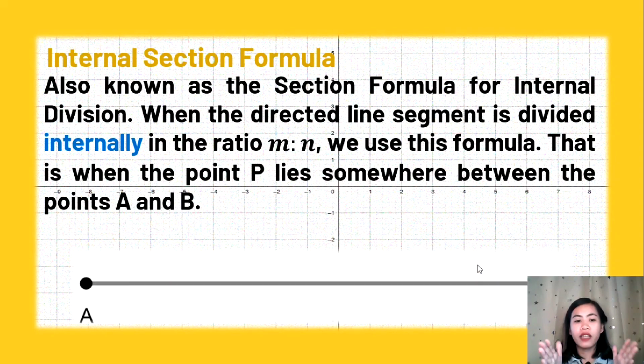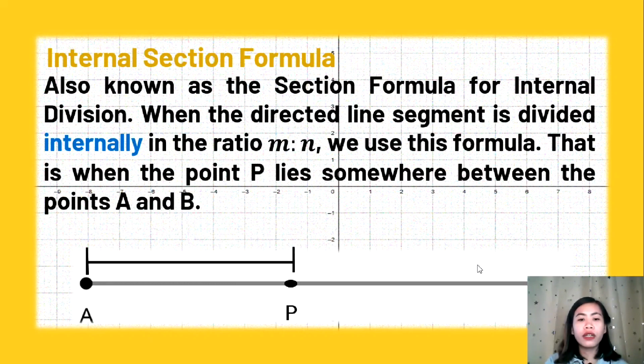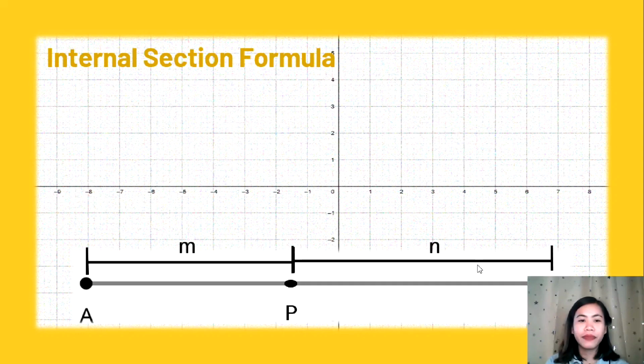So let's say we have this directed line segment AB. Then si point P, dinivide niya yung line segment natin internally. Nasa pagitan siya ng dalawang endpoints natin. So, sa illustration na to, mula sa starting point hanggang sa point na nag-divide, that is our M part, dun sa ratio natin. And mula naman dun sa point na nag-divide hanggang kay end point, yun ang ating N part. Or yun yung magiging value ng ating N.